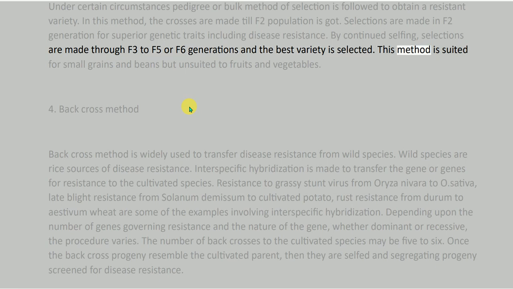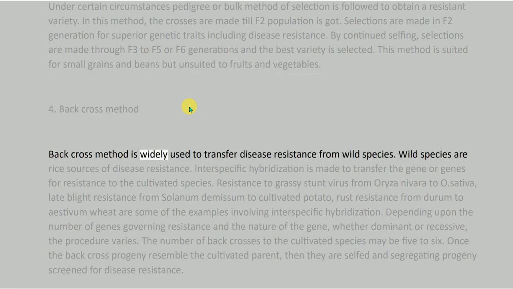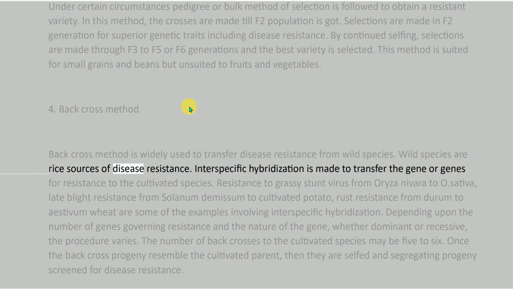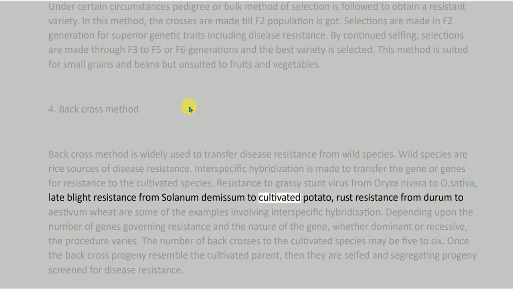4. Backcross method. Backcross method is widely used to transfer disease resistance from wild species. Wild species are rich sources of disease resistance. Interspecific hybridization is made to transfer the gene or genes for resistance to the cultivated species. Resistance to grassy stunt virus from Oryza nivara to O. sativa, late blight resistance from Solanum demissum to cultivated potato, and rust resistance from durum to aestivum wheat are some of the examples involving interspecific hybridization.